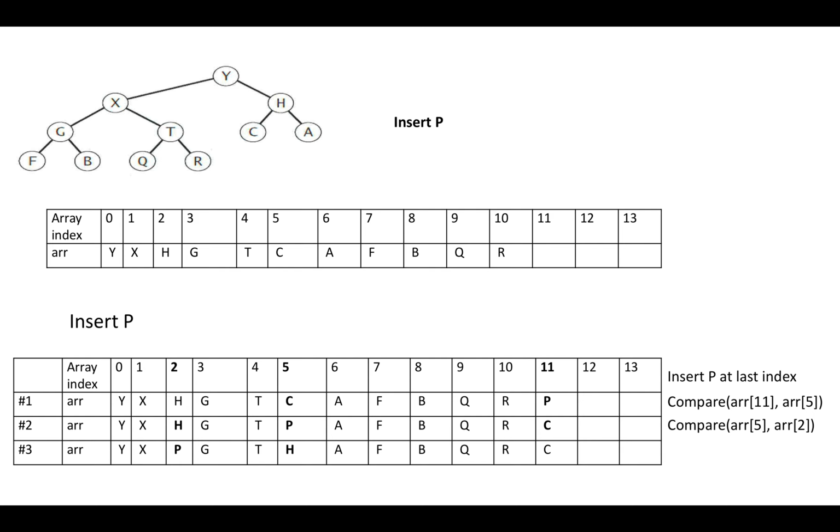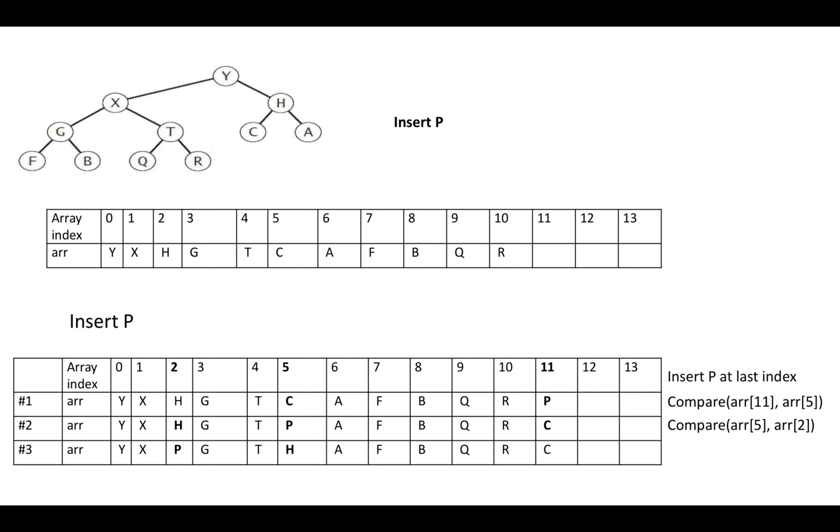So we compare array 11 with array 5. And since it's a max heap, P is greater than C. So that's why we will update the array. So array 5 becomes array 11. So in step number 2, you can see that the array has been modified, right? We did a swap operation. Now, C moves down, P moves up.